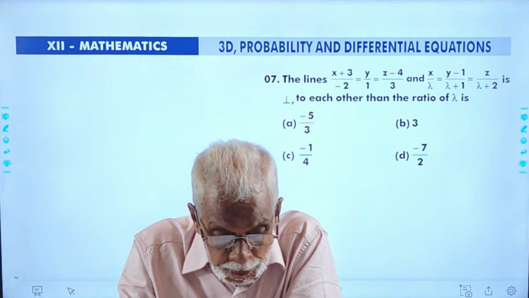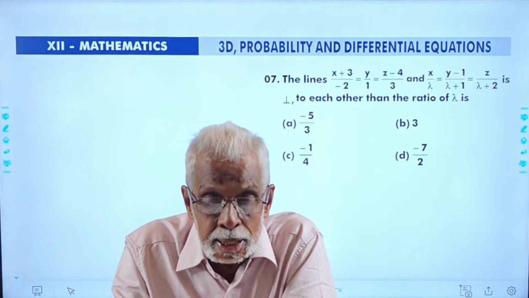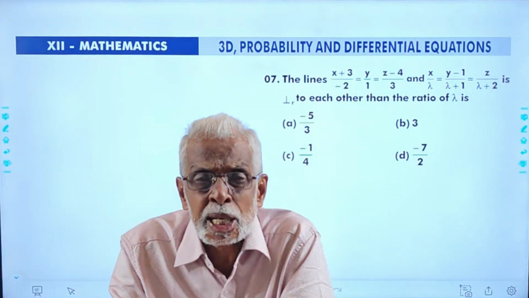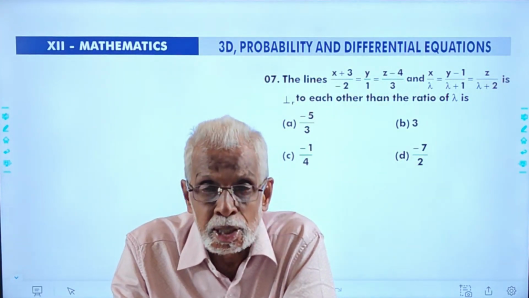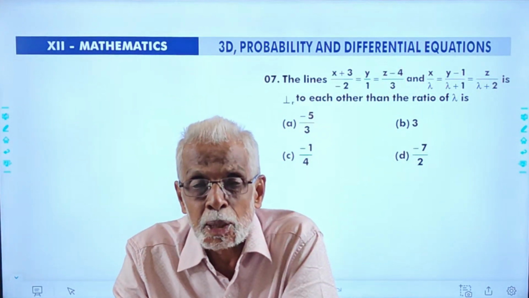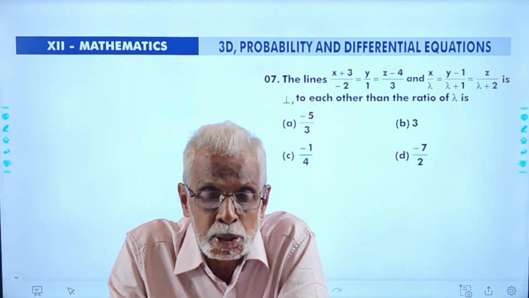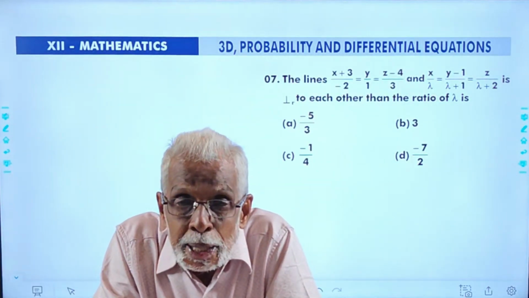Here a1 is minus 2, b1 is 1, c1 is 3. a2 is lambda, b2 is lambda plus 1, c2 is lambda plus 2. Putting the values of a1, b1, c1, a2, b2, c2 in the formula a1a2 plus b1b2 plus c1c2 is 0, we get the value of lambda as minus 7 by 2.